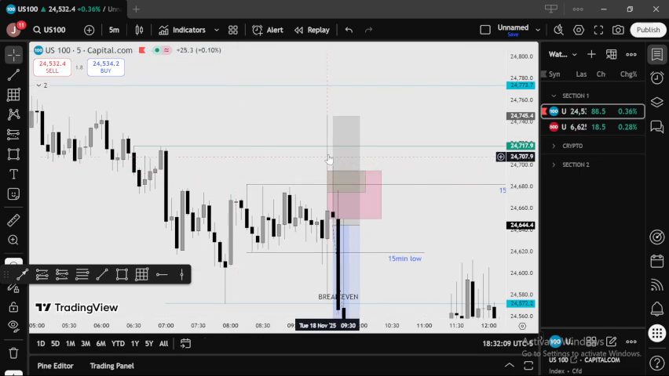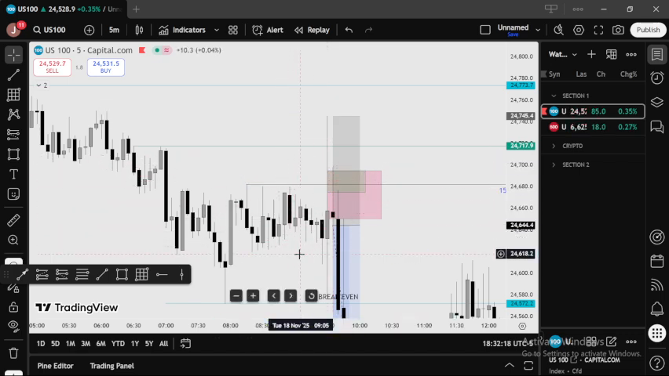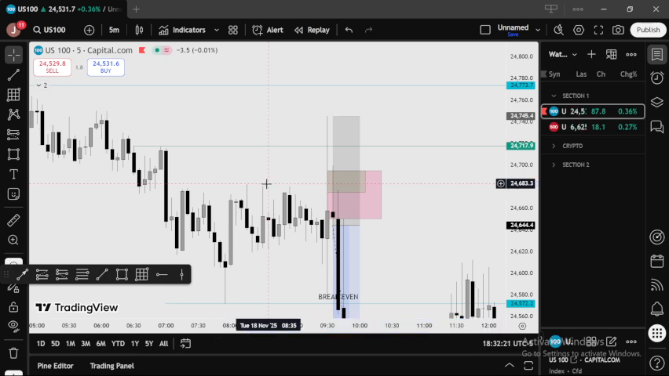We did go buy higher after going low. We opened, we went low, then we went high and took out the 15-minute high as well. Let me just remove this. Took out the 15-minute high.